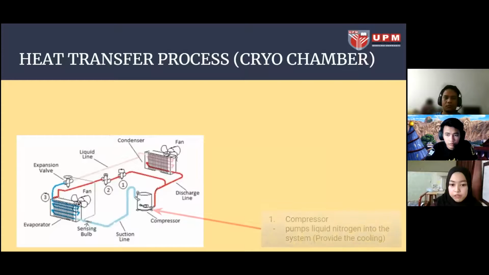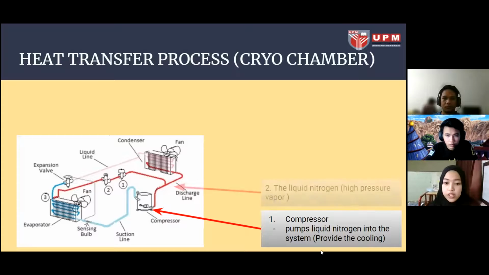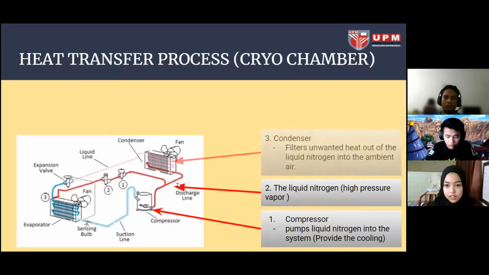First things first, the liquid nitrogen enters the compressor, and then the compressor pumps the liquid nitrogen into the system of the cryo chamber. This will provide the cooling for the system. Next, the liquid nitrogen leaves the compressor as a high pressure vapor, and then it goes to the condenser.